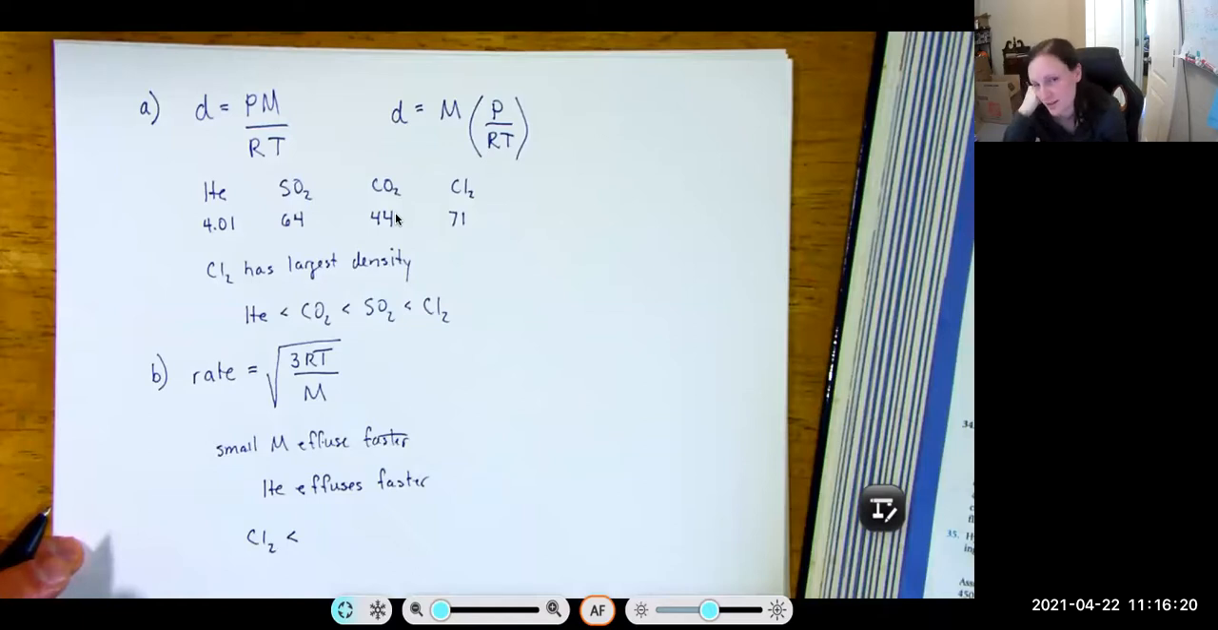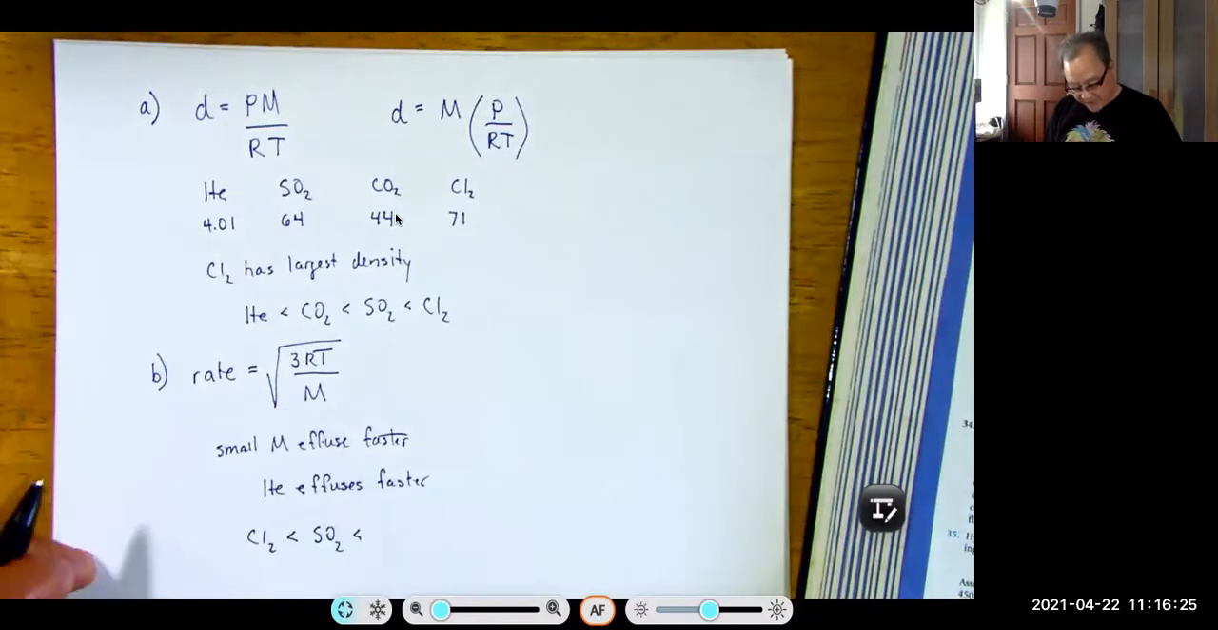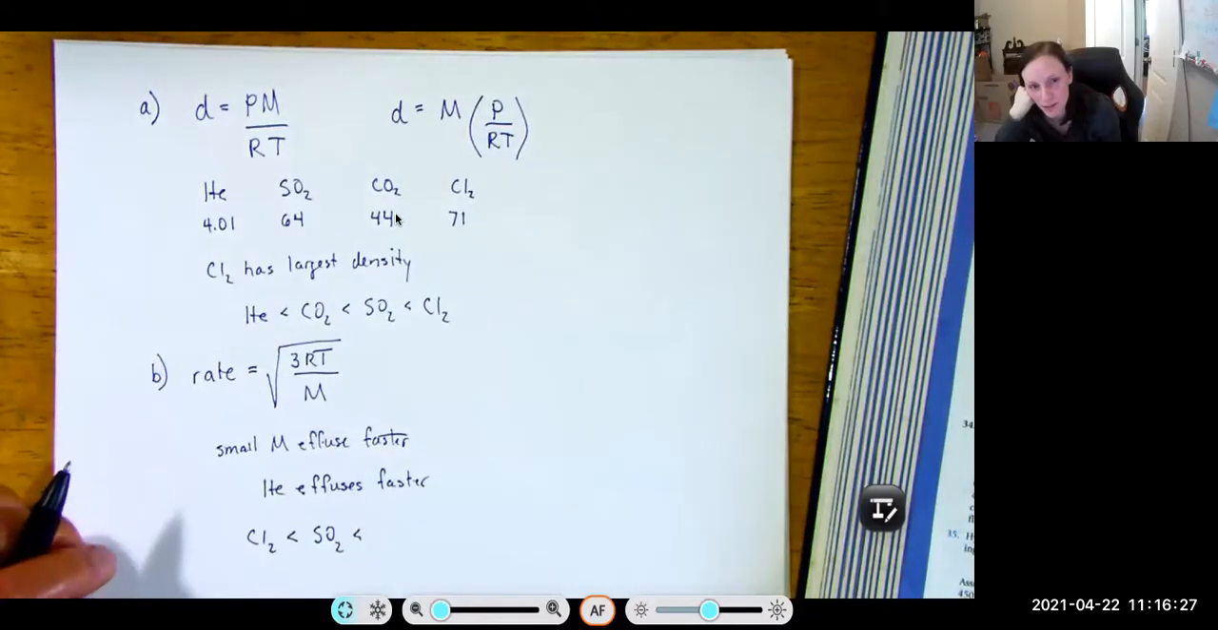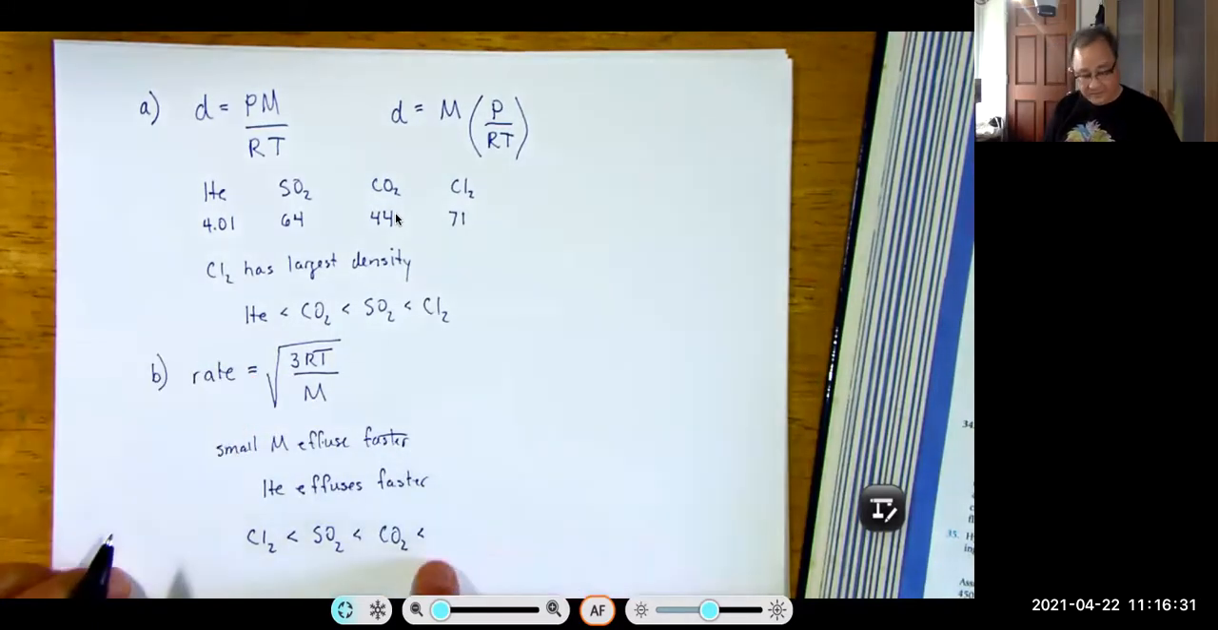Sulfur dioxide. I don't know. Right, that's how you say it. That's how you name it. Good. Next one. Carbon dioxide. Excellent. And the one that effuses the fastest, so it's got the greater sign. Helium.